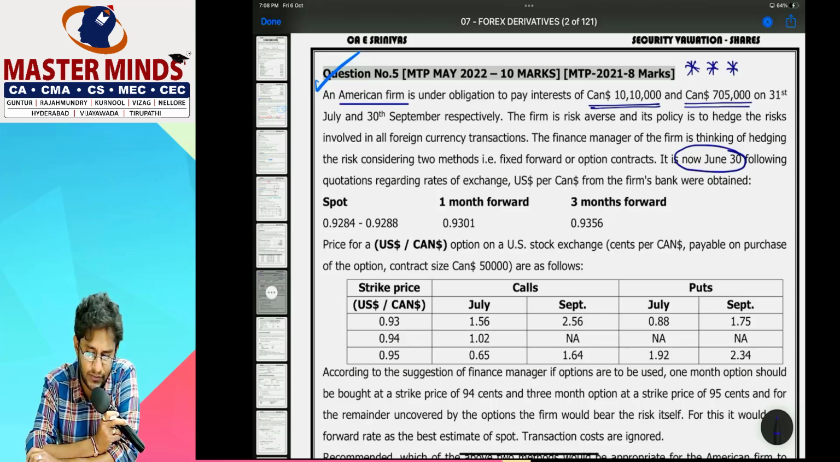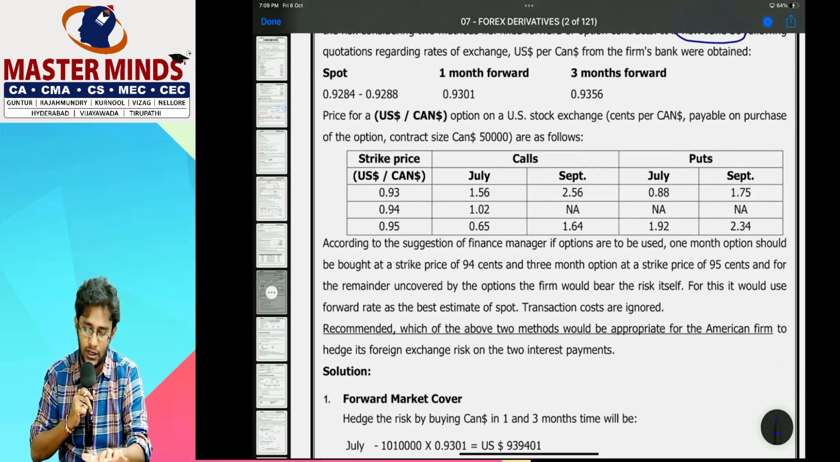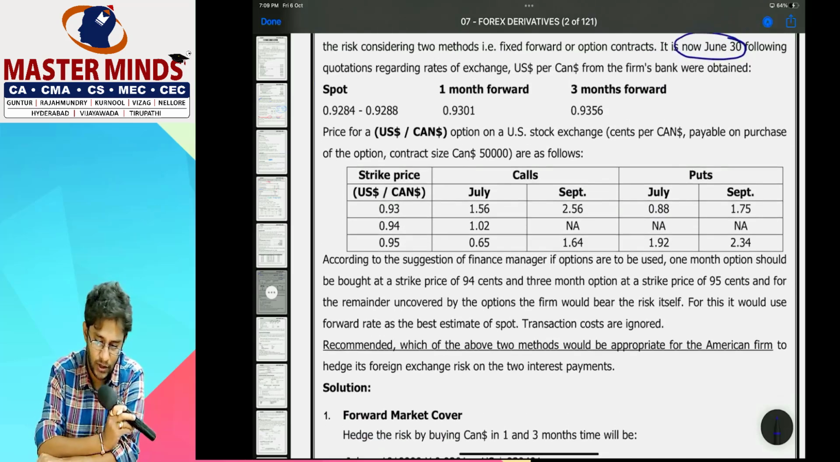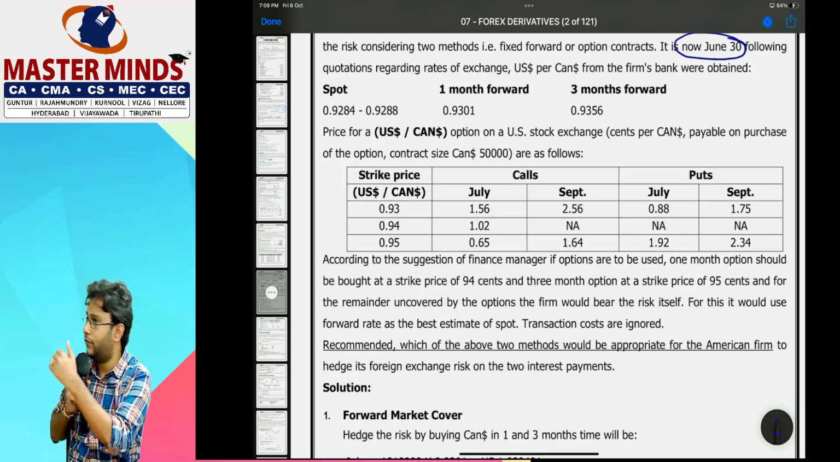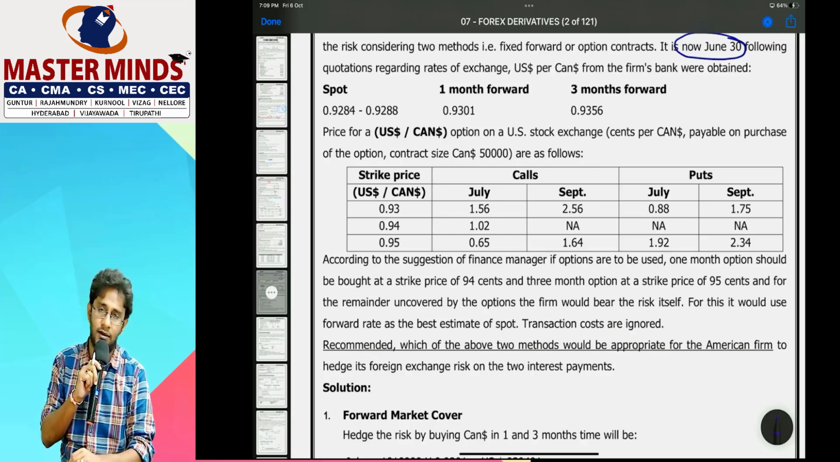Next, the price for a US dollar by CAN dollar option on US stock exchange, in cents per CAN dollar payable on purchase of the option. Contract size is CAN dollar 50,000. They are as follows. A table is given, you see. 3 strike prices they have given. Call options relating to July, call options relating to September, puts relating to July, puts relating to September. Now, if you go on reading this, our table will be very scary, sir. Look at this first.